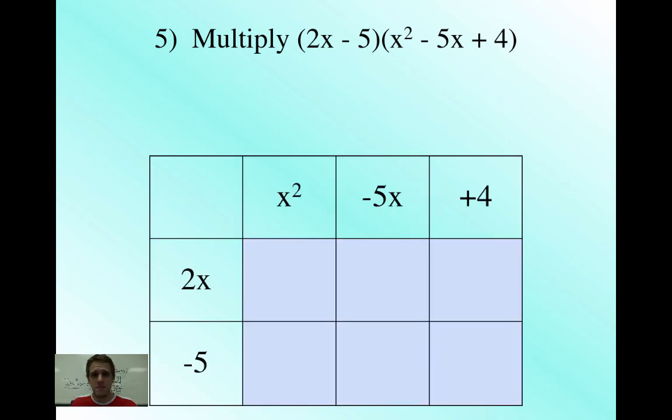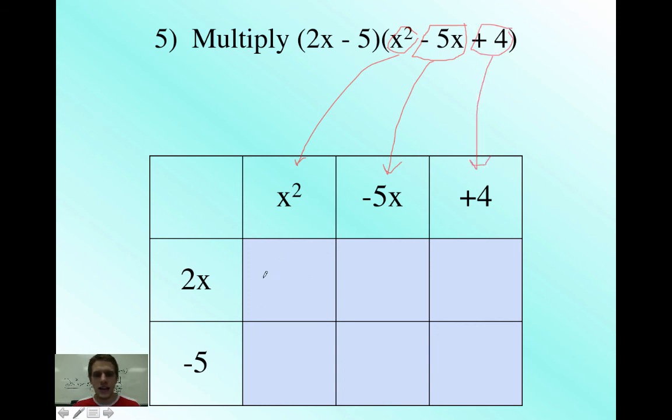Alright, this one I want to show you the box method, how that works. So the 2x and the minus 5 I put down here for the rows. So the first term 2x, the second term minus 5. And then this second parentheses, I split this into the columns. So x squared gets its first spot here. The next term, negative 5x, gets its spot right here. And then plus 4 will get the third spot.